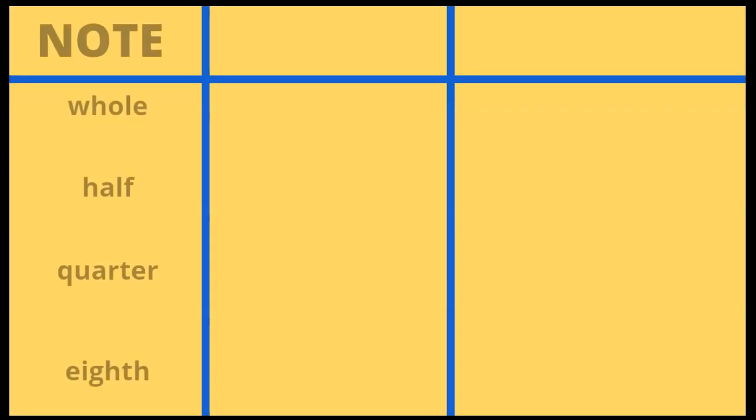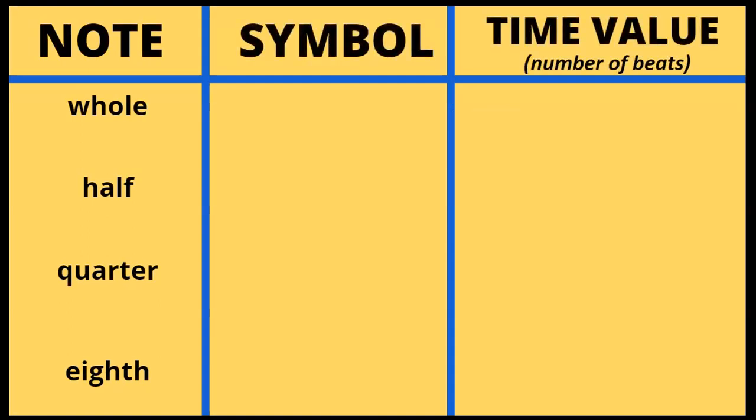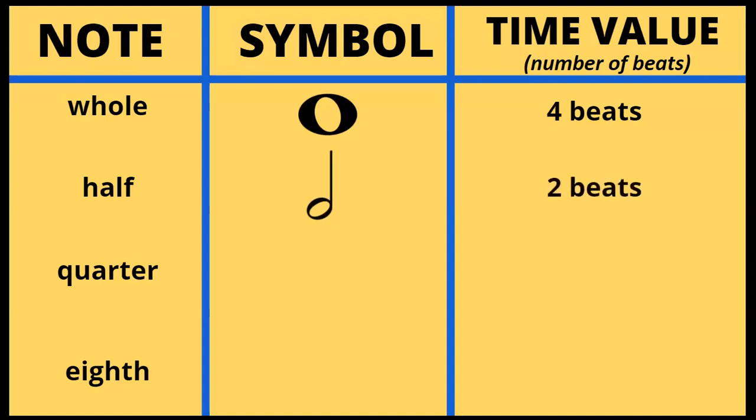These are the basic notes. The table shows the name of the note, its symbol, and the value of beats. A whole note is denoted by this symbol. It is just a head note like a circle. It has 4 beats. A half note is denoted by this symbol. It has an unshaded note head with a stem. It has 2 beats. A quarter note is denoted by this symbol, a shaded note head, and a stem.